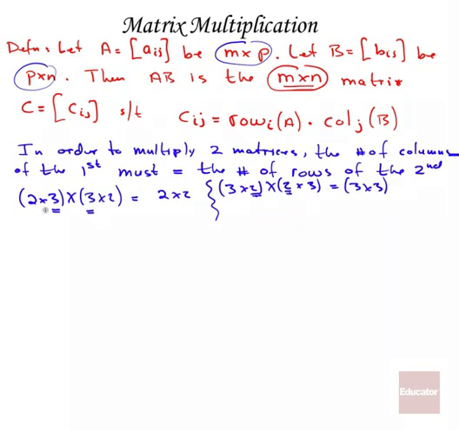Let's see, 2 by 3, 3 by 2, 3 by 2, 2 by 3. So notice what's happened here. Take a quick look. I have a 2 by 3 times a 3 by 2 gives me a 2 by 2. If I switch these, a 3 by 2 times a 2 by 3, all I've done is switch them, I get a 3 by 3. A 3 by 3 and a 2 by 2 are not the same.